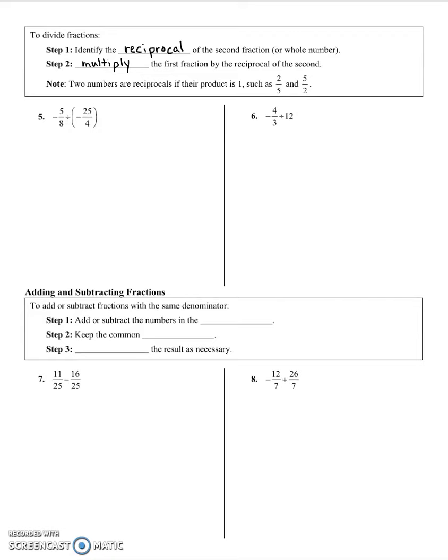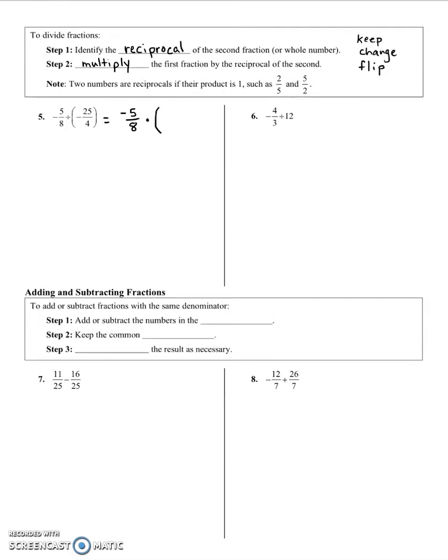So sometimes you'll hear this as keep, change, flip as a memory device. So you keep the first fraction, you change the division to multiplication, and you flip the second fraction. So for example, -5/8 divided by -25/4, we keep the first fraction, so -5/8. We change the division to multiplication, and we flip the second fraction.